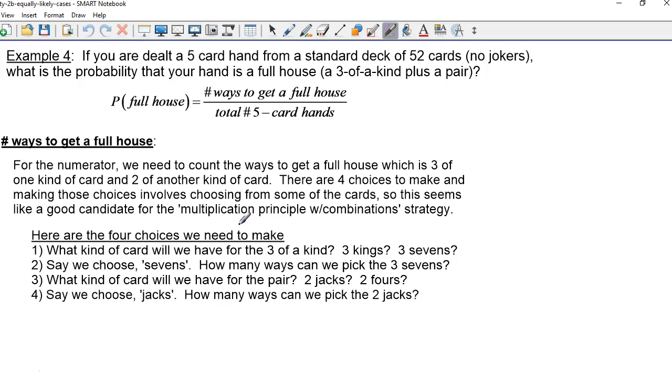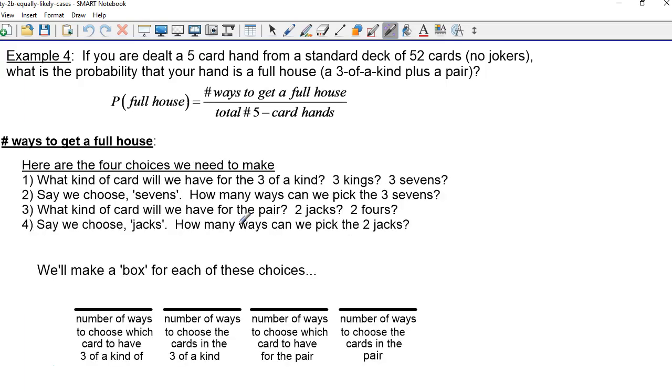Then the second choice is how many ways can we pick the 3 sevens? And then the third choice is going to be what kind of card will we have for the pair? Will we have jacks? Will we have a pair of 4s? And so on. Let's say we chose jacks. Then the fourth choice is how many ways can we pick those 2 jacks? Okay, so we'll do this one step at a time.